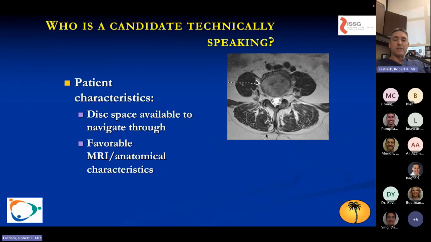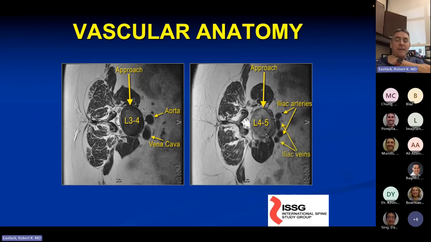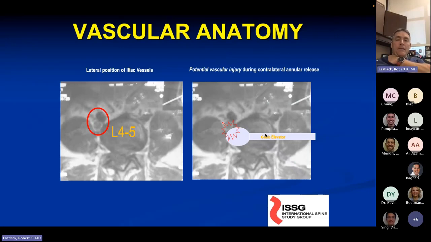So who's a candidate for this sort of MIS technique? Well, generally the disc spaces have to be available for the most part, unless you're talking about MIS PSOs. And you want to be able to get there safely. So if you've got anterior psoas muscles here at critical levels for correction, you need to be thinking about a different approach, most likely. Vascular anatomy is much more critical to scrutinize than when you're doing open deformity correction, and that includes the contralateral side, as you see here.